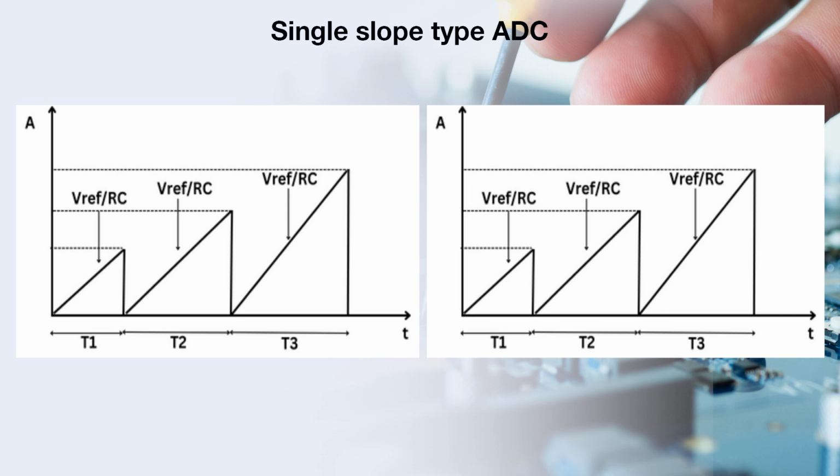Due to this problem, the accuracy of single slope ADC is very poor, and that is why this ADC is not used for measurement purposes. Now, in order to solve this accuracy related problem, we are going to discuss another kind of ADC named dual slope ADC.